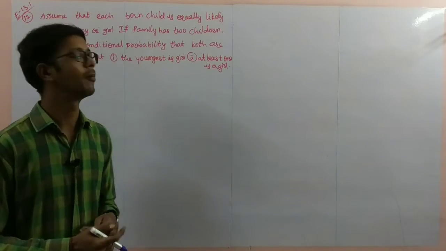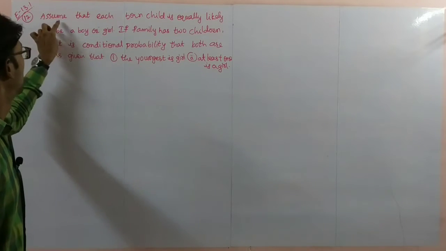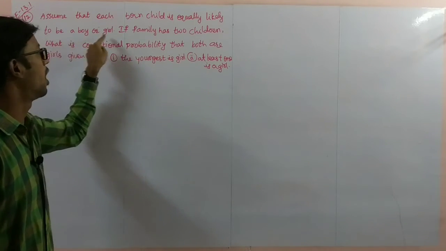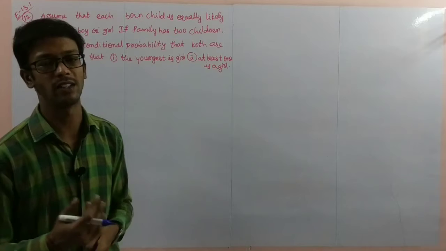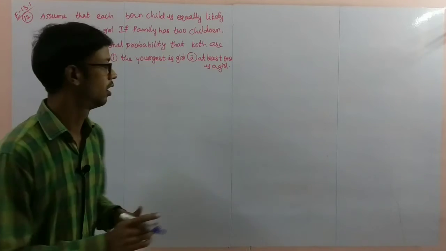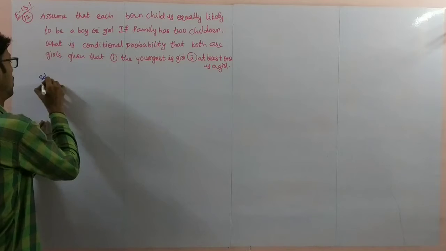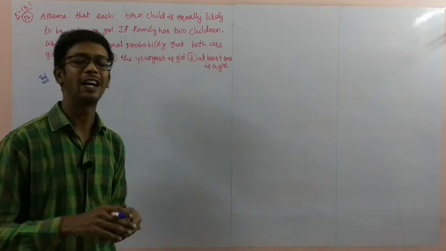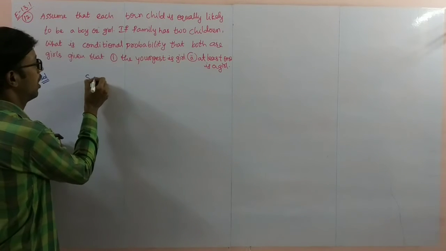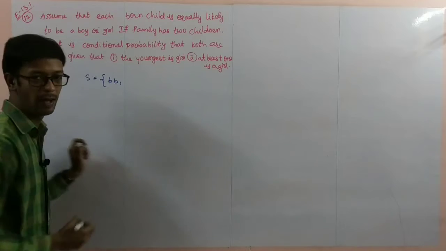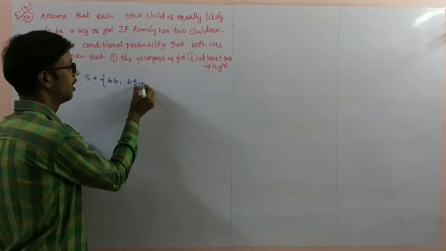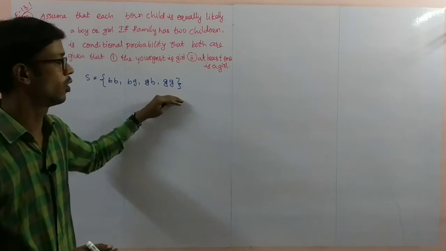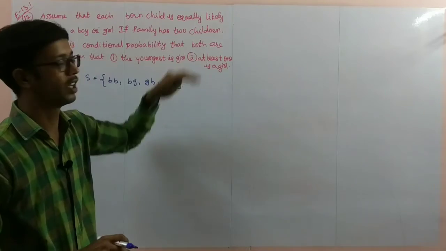Now you see the problem number 12 in the exercise. Assume that each born child is equally likely to be a boy or girl. Equally likely means the same possibilities are there for boy and girl. So here I write the solution. If a family has 2 children, what are the outcomes here? The total outcomes are both boys, boy girl, girl boy, girl girl. So these are the total outcomes of the 2 children.